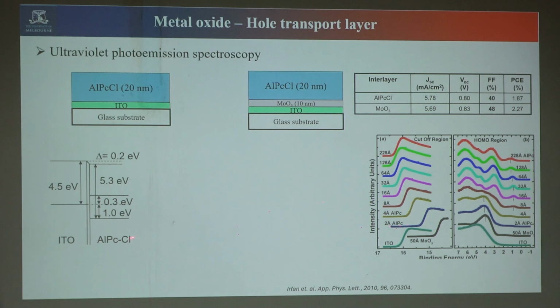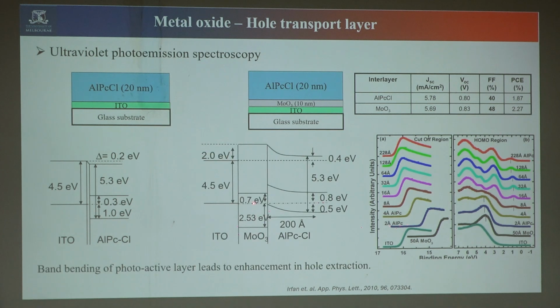Like this, if we have ITO with only aluminum phthalocyanine chloride, the work function shift is only 0.2 eV, only a slight shift, and that's not enough for hole extraction. At the same time, when you introduce a moly oxide layer, we can see around 2 eV shift in the vacuum level, compared to only 0.2. That is nearly 10 times higher shift by introducing moly oxide. That's the reason moly oxide gives efficient charge extraction and is helpful for efficient performance as well.